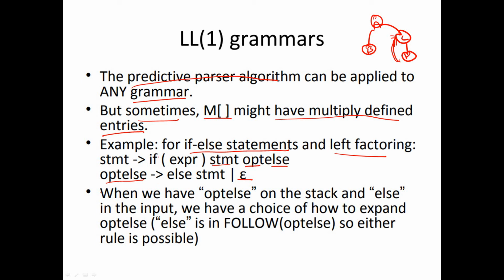So here what I am saying is: if expression statement opt-else. Opt-else is nothing but else statement, or else it may have epsilon also. So when we have opt-else on the stack and else is the input, we have a choice of how to expand the opt-else. That can be decided by follow of opt-else. Either rule is possible, and whichever rule is possible we can follow. This opt-else may have else statement, and we don't know what that else statement contains. Again, it may have an if statement also, so nesting is going to happen.